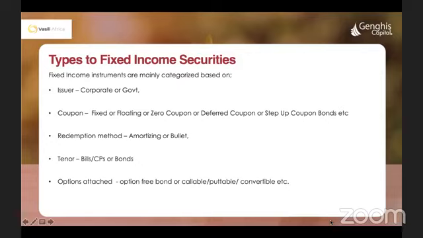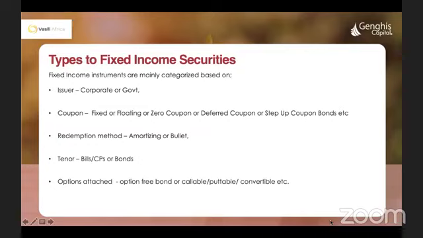So the first classification is based on who is issuing the bond or who is issuing the instrument. The second category is based on the nature of the coupon itself. We've already mentioned in the previous slide, coupon can either be fixed or floating, or even some instruments issue zero coupon bonds, some instruments issue deferred coupon bonds, or some instruments also issue step-up coupons.